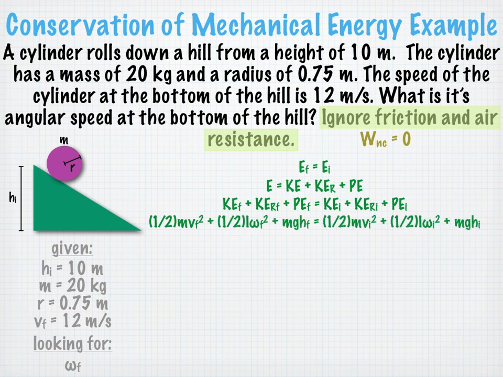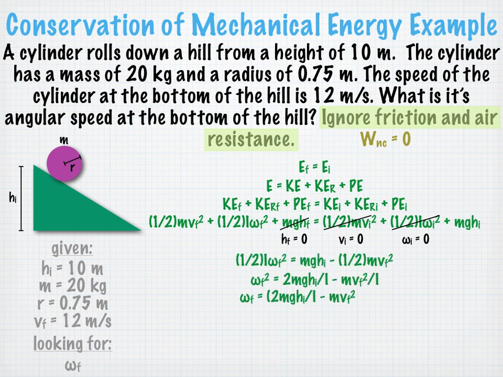Now we can get rid of a few of these terms. h final is at the bottom of the hill, so it has a value of 0. That means this whole term equals 0. The cylinder's initial speed at the top of the hill, v initial, is equal to 0, so this term equals 0. And the cylinder's initial angular speed, omega initial, is equal to 0, so this term also goes away. Now, since we're looking for omega final, we'll solve this equation for omega final.